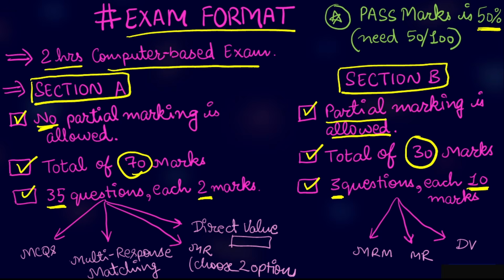In Section A, you will see MCQs, multiple response matching, or the multiple response in which you can choose 2 options, or in some question you will have to put the direct value. And in Section B, you can see all of the question types except MCQs.